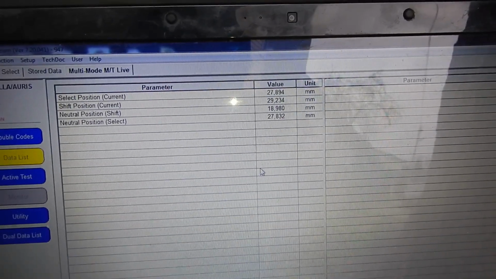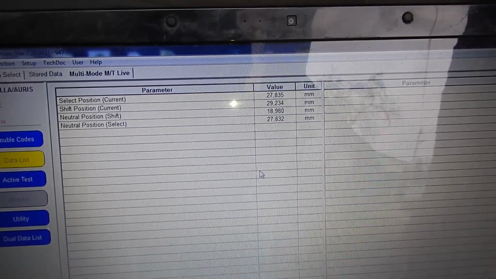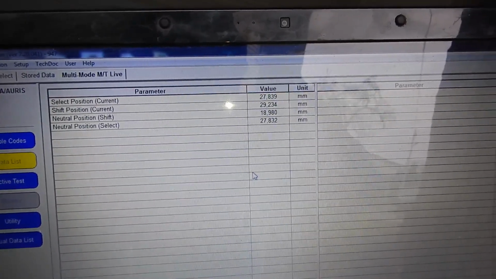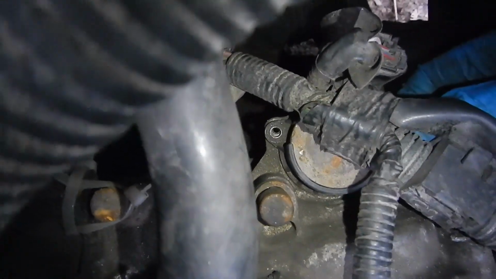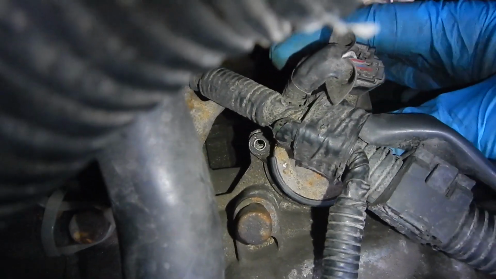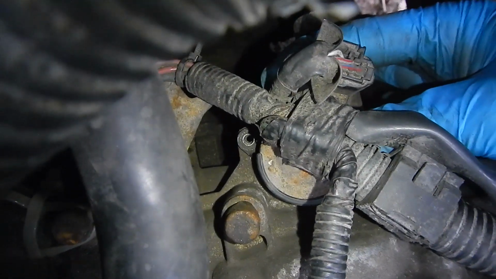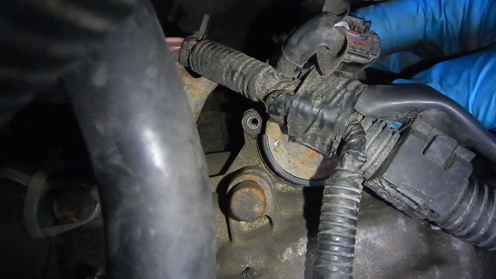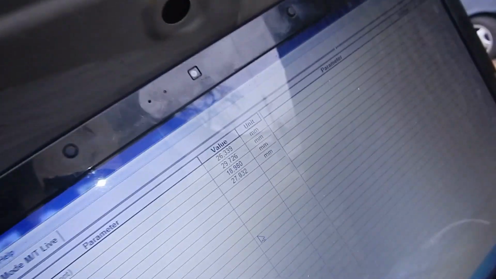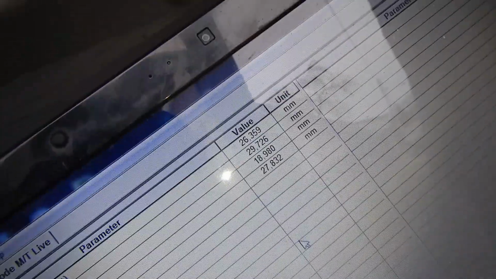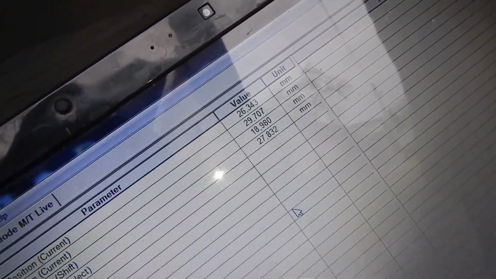The same. Yes, this is the same. And look at this. I'm cold. I was moving. Now I'm holding. Look, look, look. You see where it must be. But it was on this position, but it must be on this position. You see? This position, parameter like this, it's a difference about 1 millimeter.